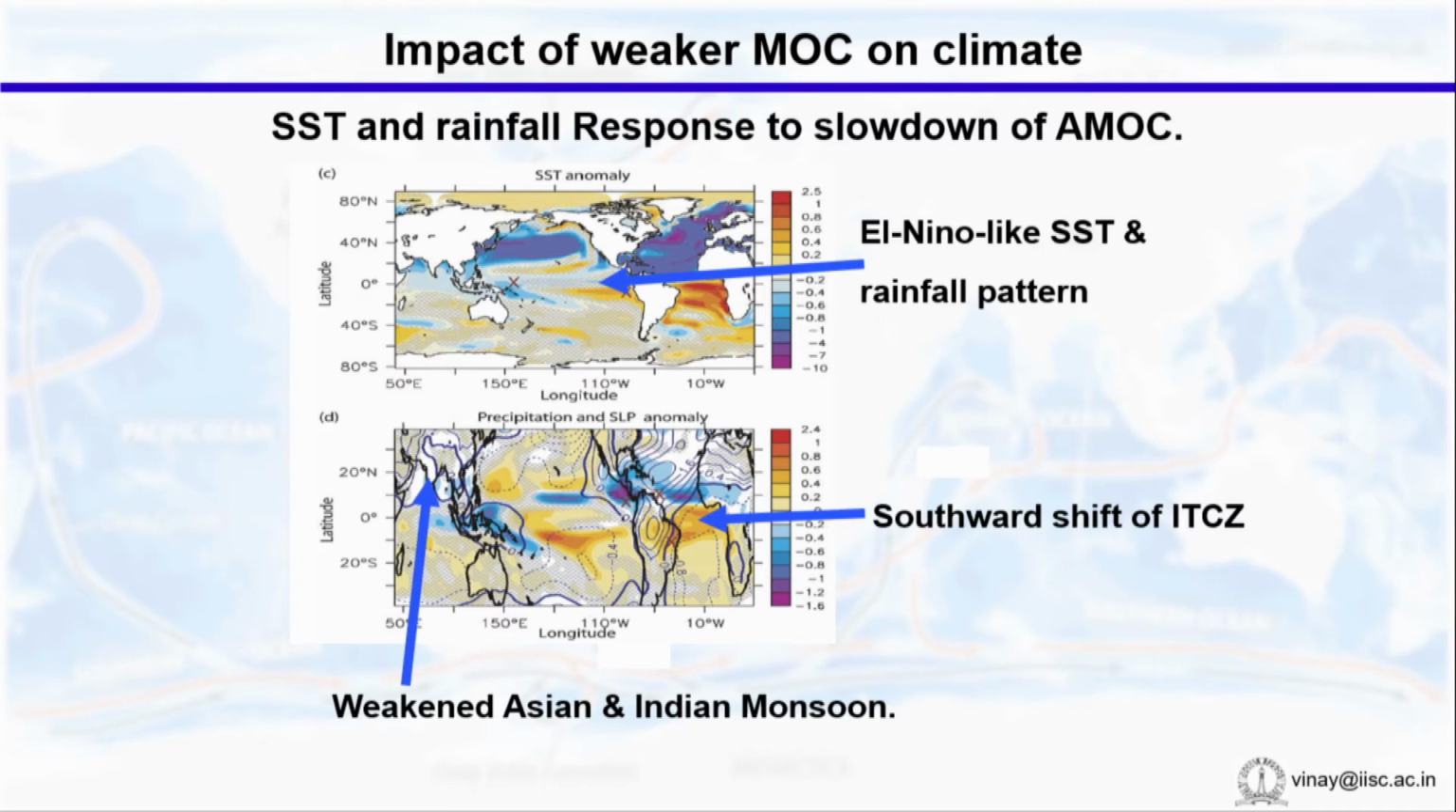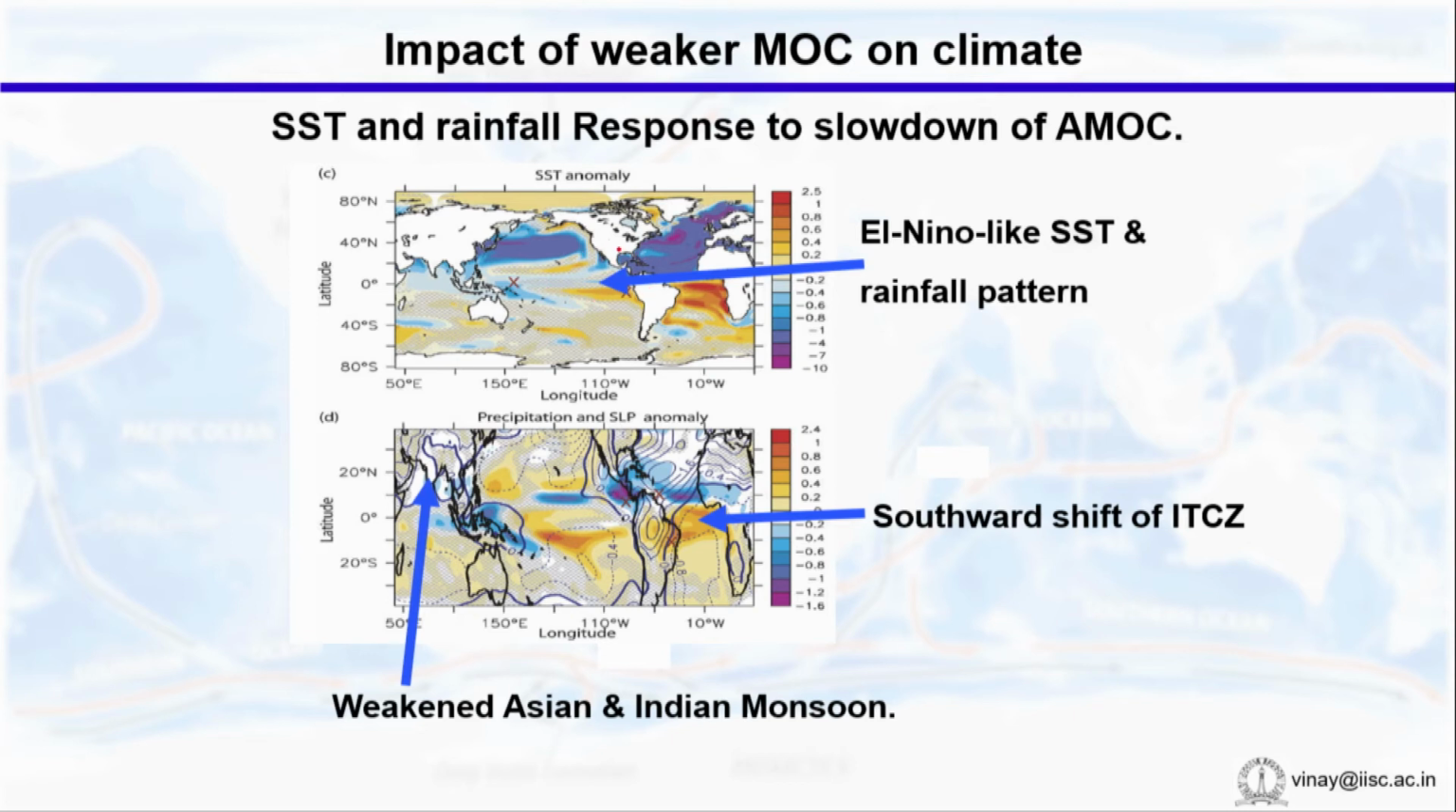How does this weakening of the thermohaline circulation affect the climate patterns of the world? That's summarized in these two figures. The top panel shows you the anomalies of sea surface temperature, and the bottom panel shows anomalies of rainfall and sea level pressure, which is a response to slowdown of AMOC. So, when the meridional ocean circulation is weaker, the SST pattern shows more warming in the southern Atlantic, and also patterns like El Nino in the tropical Pacific.